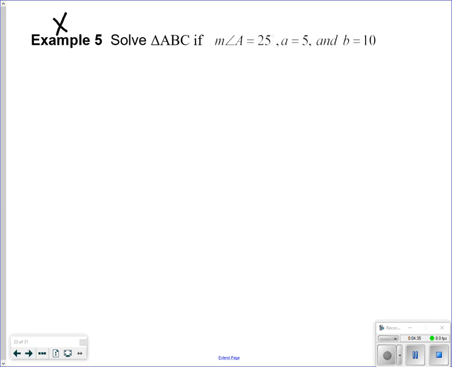This is the one, if we have an assessment at the end of this section, that is missed the most. So here we go. I'm going to draw a picture. A, B, C. I'm given A as being 25. Side A is 5, and side B is 10. So this fits my scenario.